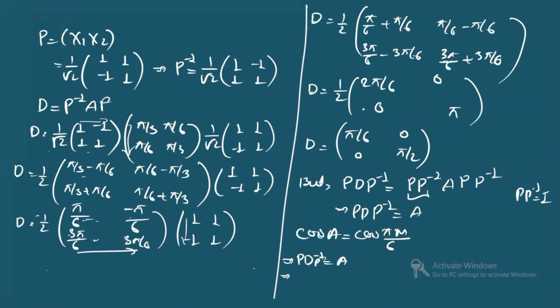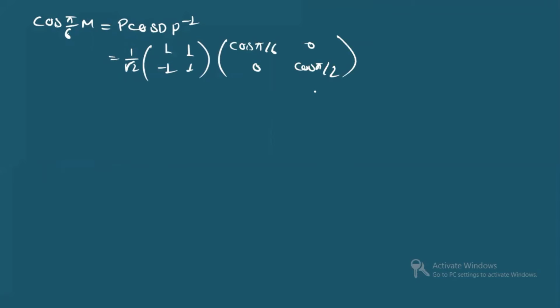Just a second. This is D. Pi by 6, I've put in cos. Okay, we have multiplied cos. So this is coming to be cos pi by 6, 0, 0, cos pi by 2. And here again you will get 1 by root 2, okay? And here you will get 1 minus 1, 1, 1. So 1 by root 2, 1 by root 2 will give you 1. This is 1 minus 1, 1, 1.